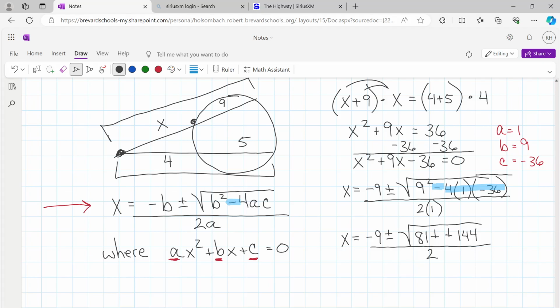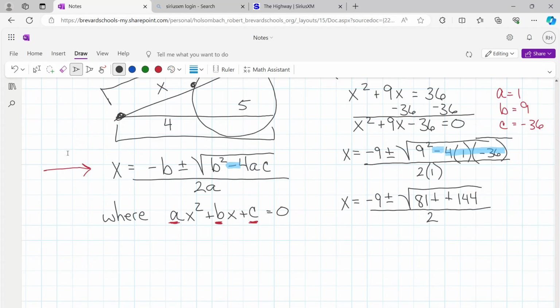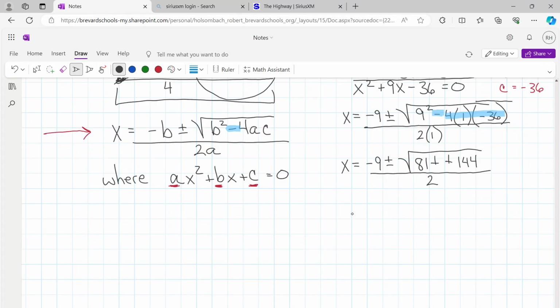All right, so let me move this down a little bit, and we're going to finish this up. Our next step is to clean up what's under this radical. So we get x equals negative 9 plus or minus the square root of 81 plus 144, which equals 225, and the square root of that is 15, all over 2.